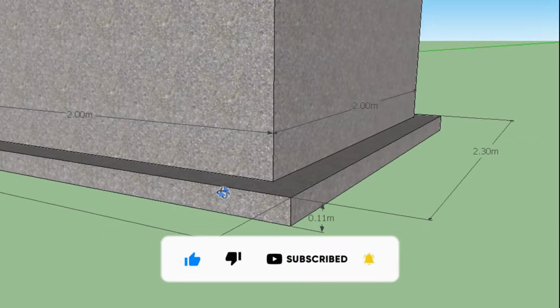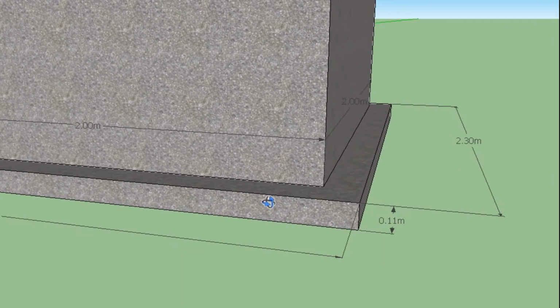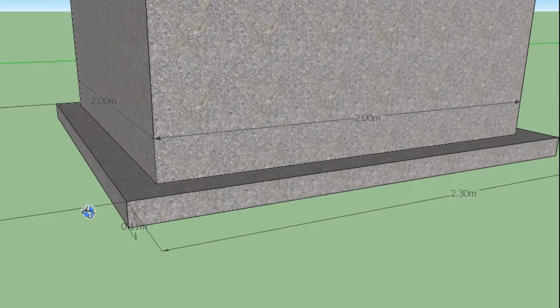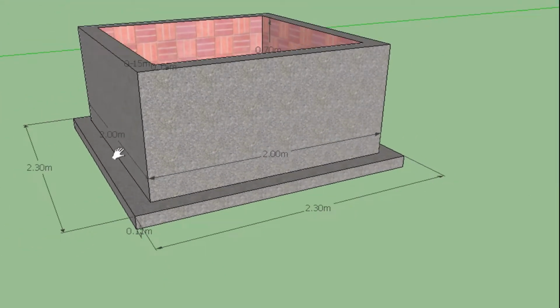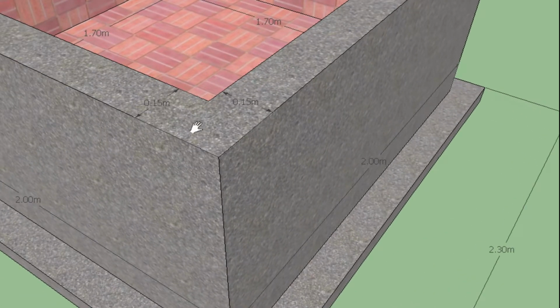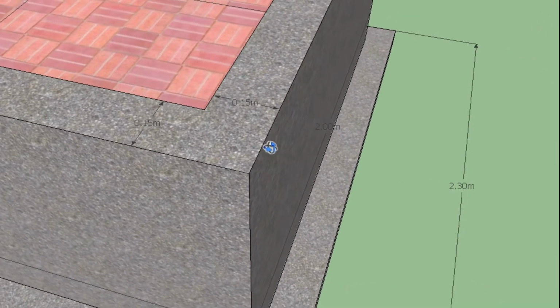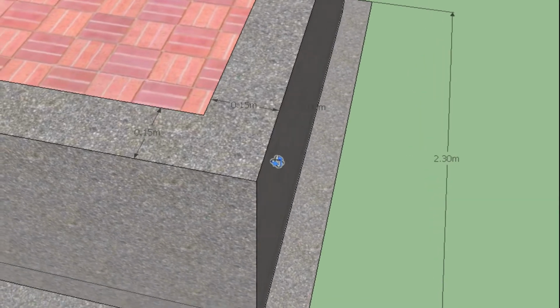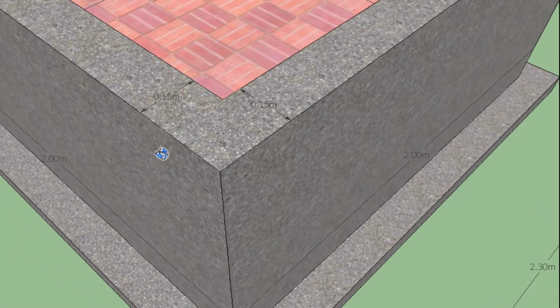If we talk about the outer to outer dimensions of the water tank, that is 2 meter by 2 meter, and the inner dimension is 1.7 by 1.7. The wall thickness is 15 centimeter, and the height of the tank is 70 centimeter.